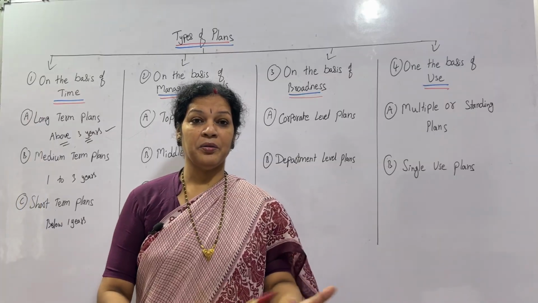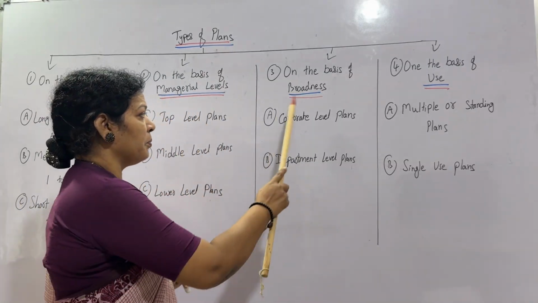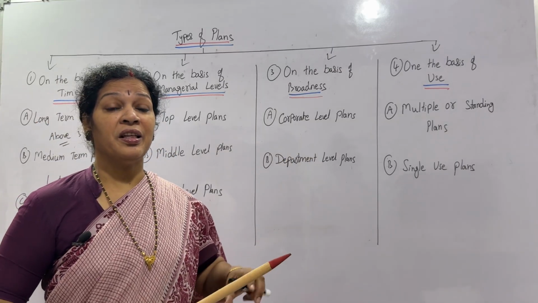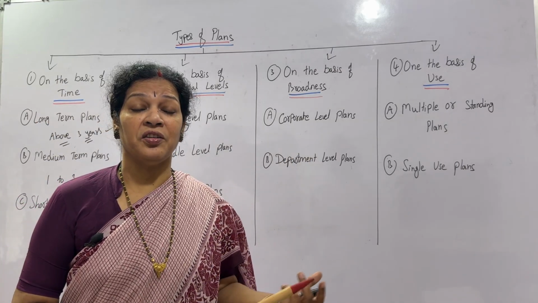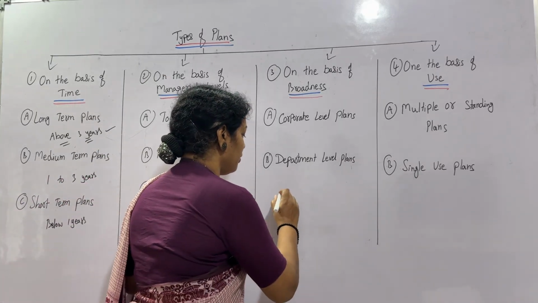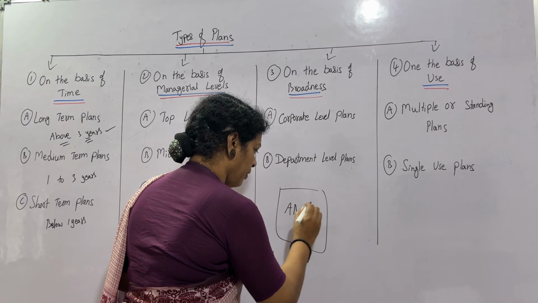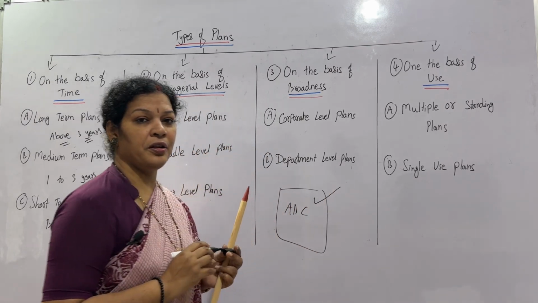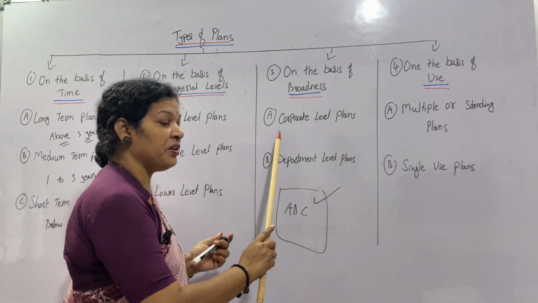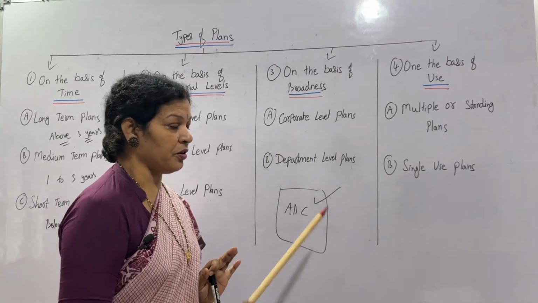Now let's focus on the third one, on the basis of broadness. According to the implementation, only two plans are there according to the broadness: corporate level plans. Corporate level plans means this is for the whole of the organization, the entire organization. Suppose this is ABC organization. For the entire organization, if I am preparing one plan, we say it is a corporate level plan.